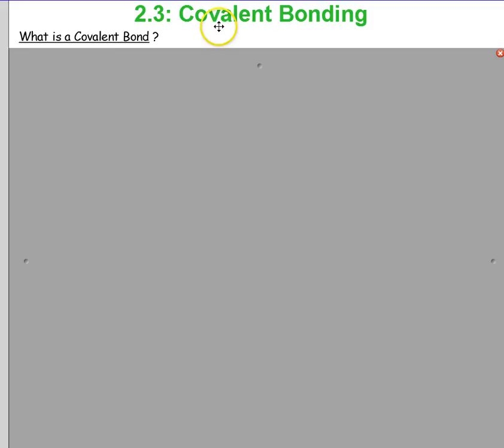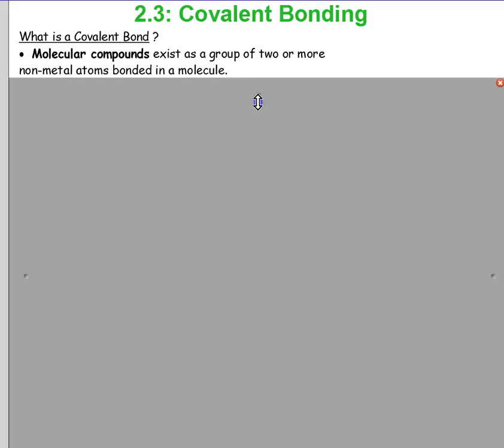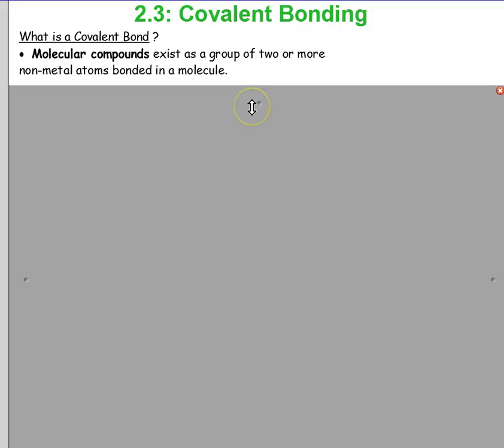So first question is, what is a covalent bond? I'm just going to reveal the points that are on your note. Molecular compounds are the type that contain covalent bonds, and they're called molecular compounds because the particle can be called a molecule. It's not ionic, it's not a formula unit, it's a group of two or more non-metal atoms bonded together.